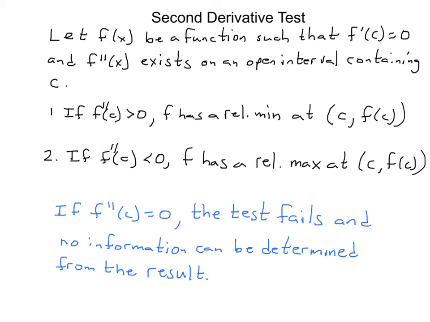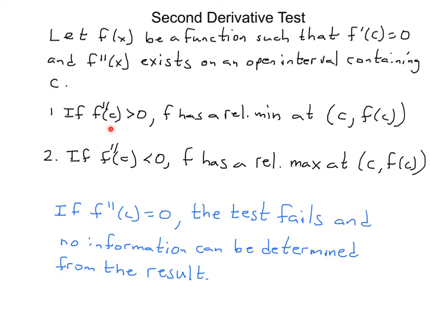Our final thing for this video is the second derivative test for extrema. Now we're going to let f of x be a function such that f prime of c is equal to 0. Please keep in mind it is important that f prime of c equals 0. If f prime of c is undefined, then the second derivative test cannot be applied. We can only use the second derivative test when f prime of c is equal to 0. So we're going to let f be a function such that f prime of c equals 0 and f double prime exists on an open interval containing c.